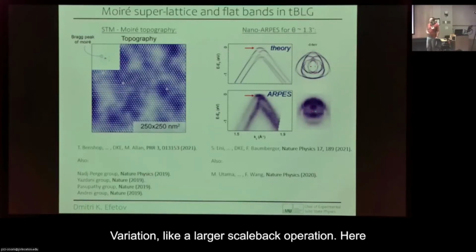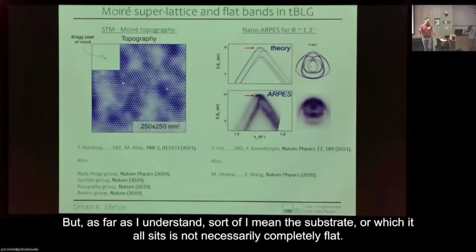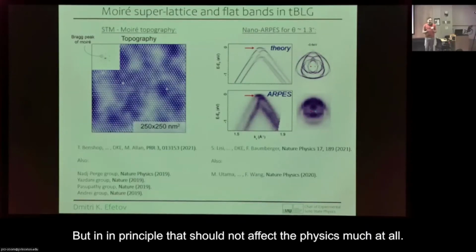Yeah, exactly. So I'm not an STM person, so this was done in cooperation with Nadj-Perge and Allan in Leiden. But I guess there must be some STM people here who can explain more. But as far as I understand, the substrate on which it all sits is not necessarily completely flat. So basically, the substrate on which the twisted bilayer graphene sits has maybe some height variation. But in principle, that should not affect the physics much at all.